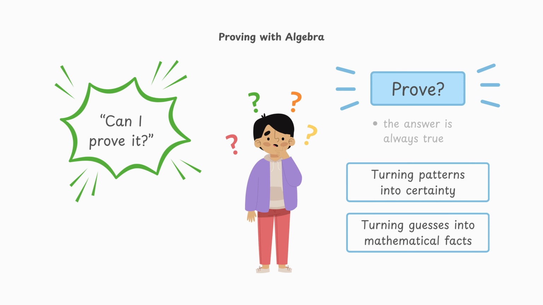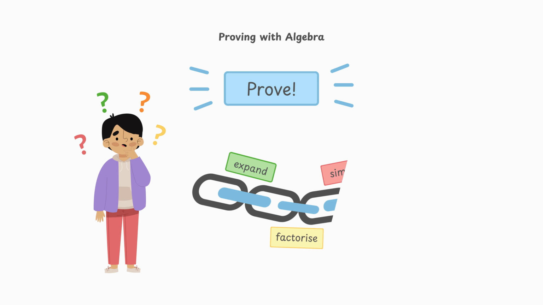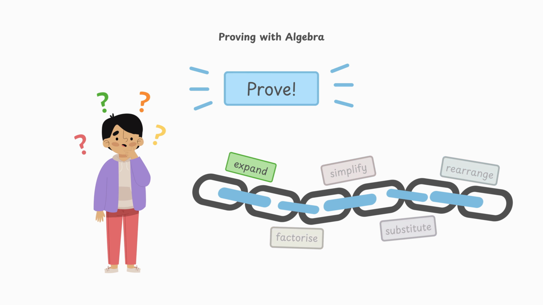Now let's keep this idea simple, but clear. When we prove something in algebra, we are not guessing, and we are not just testing a few numbers. Instead, we follow a sequence of logical steps. Look at these key processes. We expand, we simplify, we rearrange, we factorize, and sometimes we substitute. Each one has a purpose.